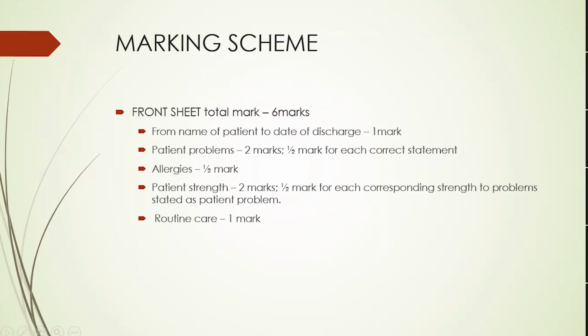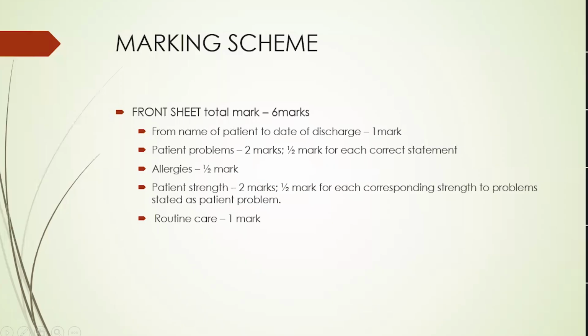Then we move to the patient strength. Every patient strength should correspond to the patient problem stated. So, for instance, if you stated that patient complaint of abdominal pain, we are expecting that that's your number one. Then number one strength should be corresponding to the pain you note.